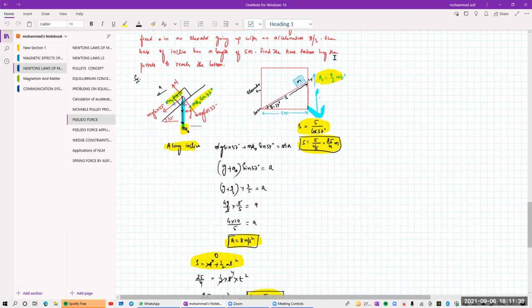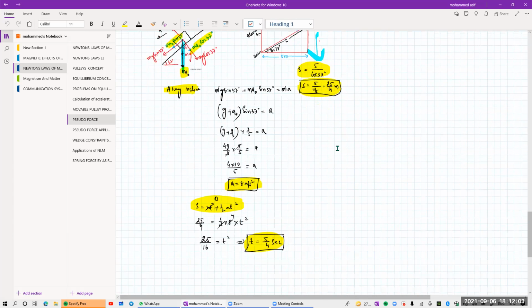What is the problem asking? Time taken by the particle. That means the time taken to travel from here to here, along the slope S. So I need to calculate this distance, because the base is given. S will be equal to how much? 5 by cos 37, from this triangle. See, cos theta will be equal to 5 by S, so S will be equal to 5 by cos 37. Cos 37 is equal to 4 by 5, so it is 25 by 4.